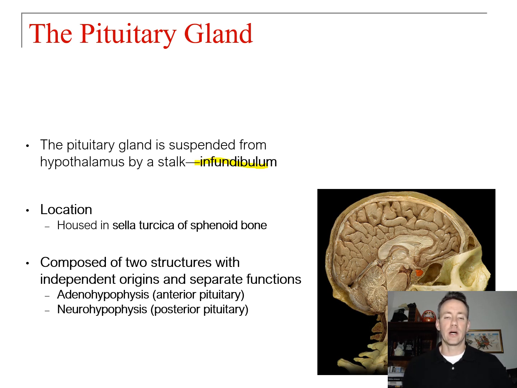The location, it's actually protected by the bony structure, the sphenoid bone, and there's a little pocket in the sphenoid bone called the sella turcica. And so the pituitary sits in there, and you can see it in the picture over here to the right, which is that little orange knob there, all right, sitting in the sphenoid bone in the sella turcica. So composed of two parts, which is actually the anterior pituitary, otherwise known as the adenohypophysis, which is a gland, and then the neurohypophysis, which is the posterior pituitary, which is technically not a gland, which is just an extension of the central nervous system.